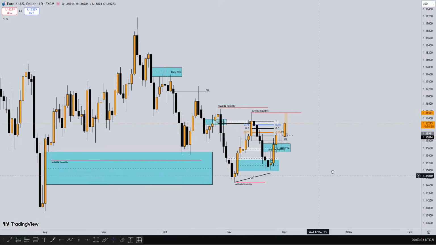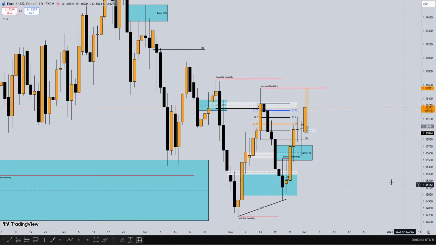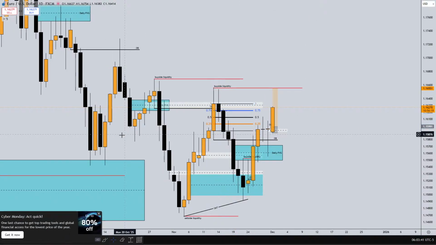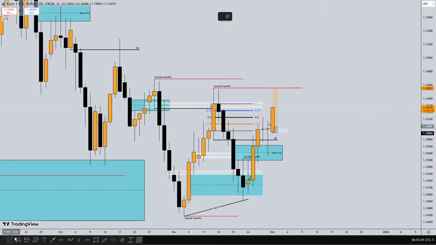Next is EURUSD. On EURUSD, I talked about price trading to the mid range. I told you guys that price already traded to the mid range. So I identified the mid range with this line, just to show you guys the mid range of the order block. Price traded to the mid range, retracement, daily fair value gap.